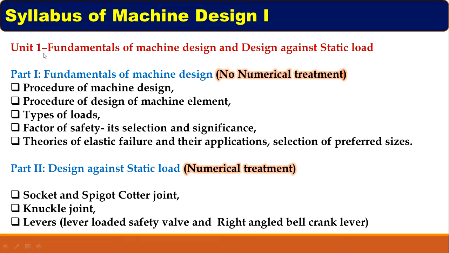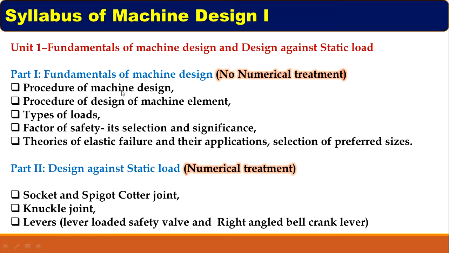This is unit number 1, Fundamentals of Machine Design and Design Against Static Load. So this unit number 1 has two parts. Part 1 is Fundamentals of Machine Design. This part 1 has no numerical part. So this is the content of this part 1: procedure of machine design, procedure of design of machine element.